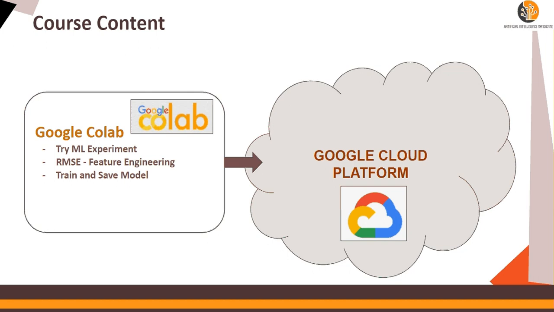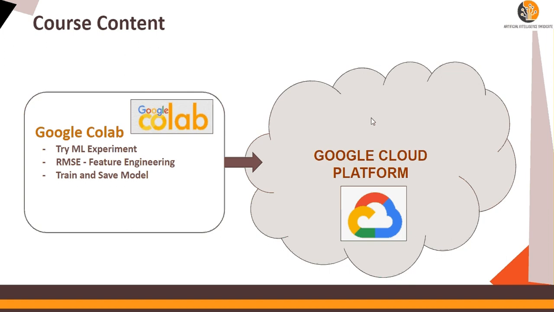The second piece, deployment, is Google Cloud Platform. It does not mean that if you create code on Google Colab, you can only deploy on Google. You can deploy it on Azure or AWS or any other cloud provider like IBM and others. So Colab is our development environment, where we are going to do our ML experiments, the root mean square error, feature engineering, hyperparameter tuning, and then train and save the model. But for scaling and deployment purposes, we're going to use Google Cloud Platform for this course.